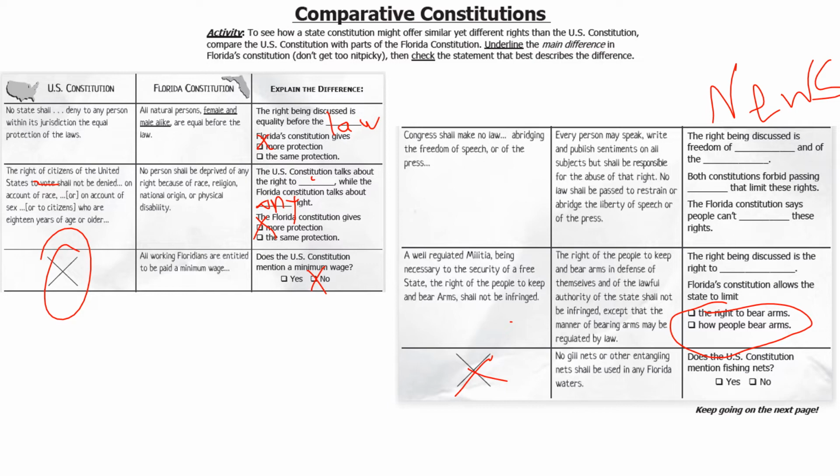No gill nets or other entangling nets shall be used in any Florida waters. This one's kind of silly, but seriously, does the U.S. Constitution mention fishing nets anywhere? Well, again, look at the X.